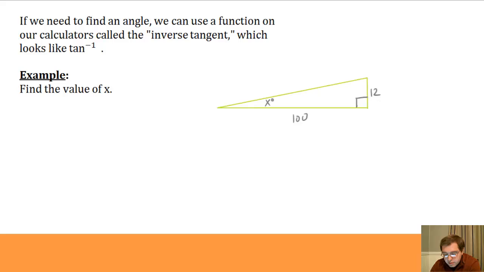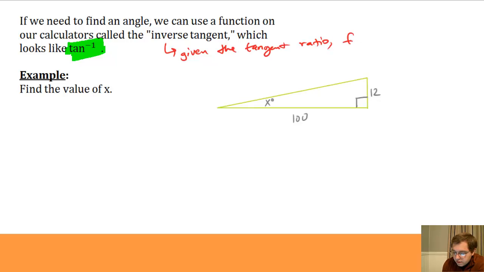If we need to find an angle instead of a side, we can use a function on our calculators that's called the inverse tangent, which will usually look on a calculator like this: tangent with this little -1 exponent. It's not an exponent, it's just notation, just a symbol to imply that we're finding the inverse tangent instead of the tangent. So what the inverse tangent does is, given the tangent ratio, find the angle that has that ratio. That's what the inverse tangent can do for us.